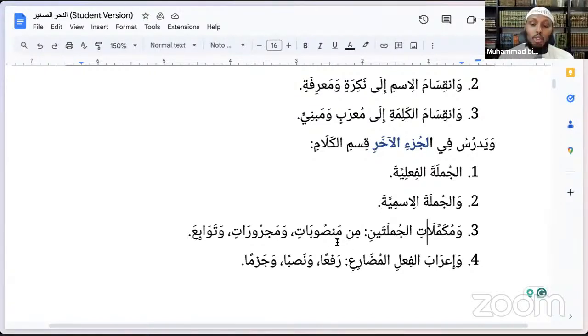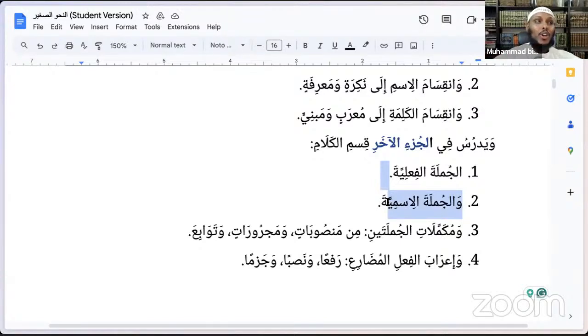So the mukammilat al-jumlatain min mansubat wa majrurat wa tawabi'. There are these three things. Things you can add to a sentence are either mansub or majroor or their tawabi'. Okay, tawabi' is nothing separate. It's basically, it follows the previous words. What does that tell us? It tells us that marfu' is missing. How about marfu'? Marfu' is always the pillar of the sentence.